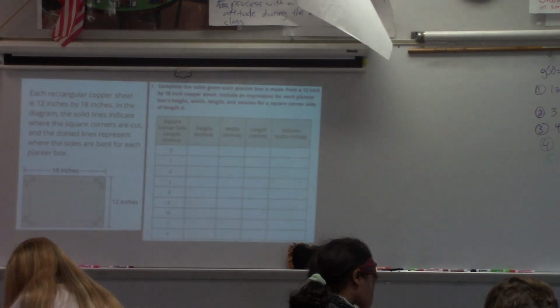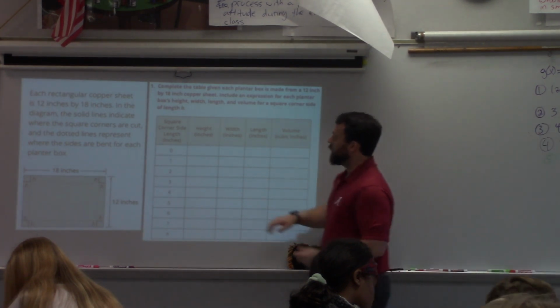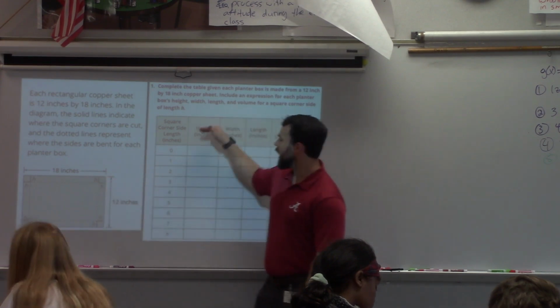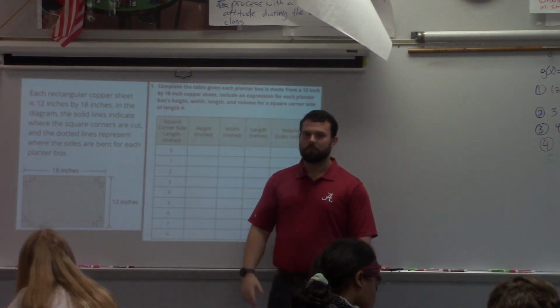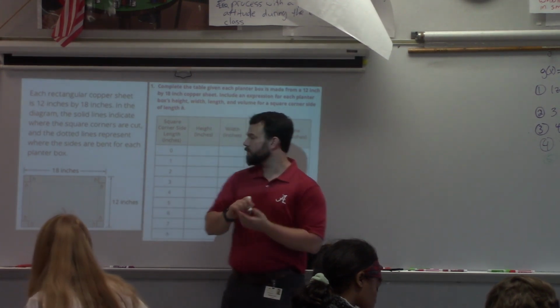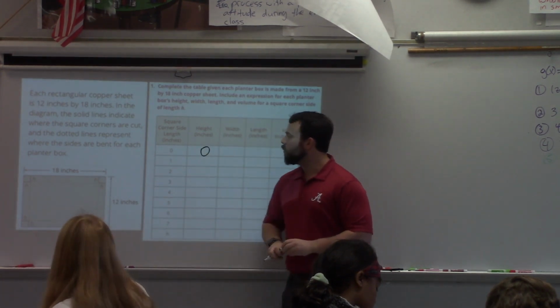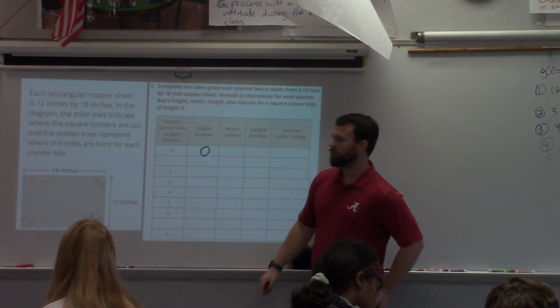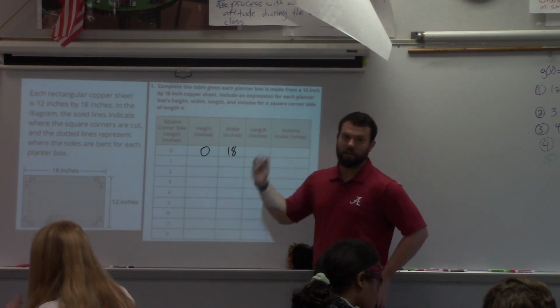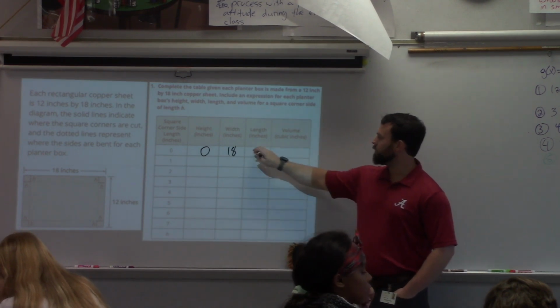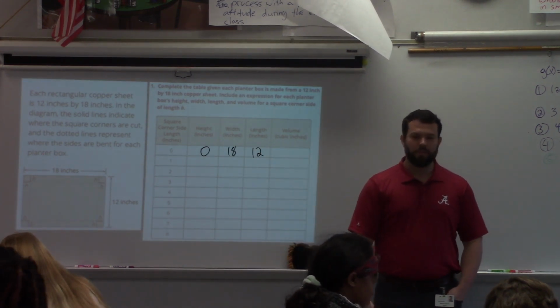So we're cutting out those heights. And so here's what we want to notice. If I cut out 0 from this, what's the height going to be? Right? I haven't cut anything out. So it's still a flat sheet of paper. The height is 0. What's the width going to be then? How much? 18 inches. I haven't cut anything yet. What's the length going to be? 12.